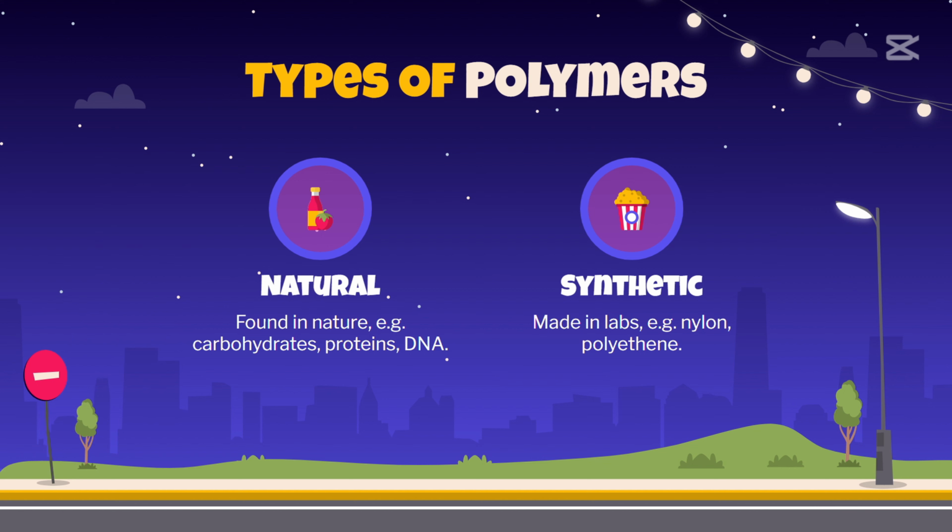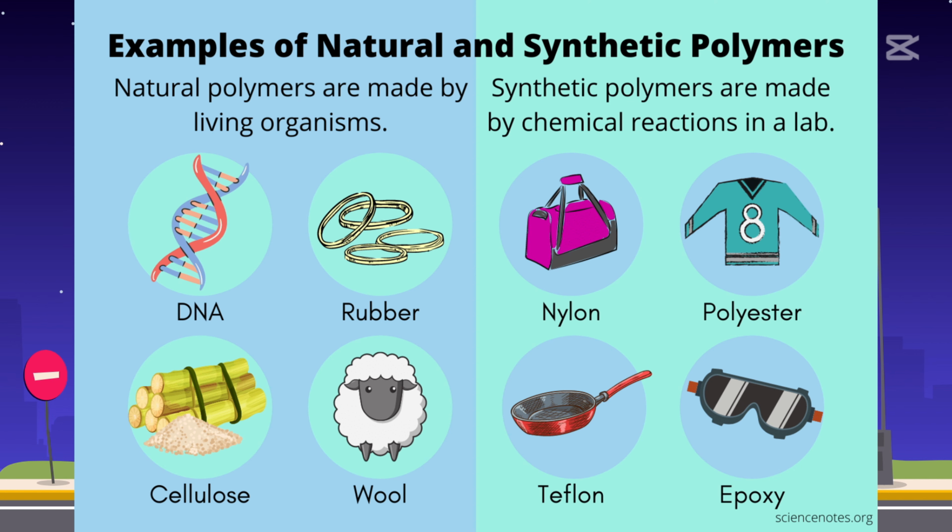The types of polymers: you have natural polymers found in nature, for example carbohydrates, protein, and DNA, and synthetic polymers made in labs, for example nylon and polyethene. The same nylon that they use to sew, that's the same nylon. And we could also talk about polyester, right? Those are all quote-unquote plastic.